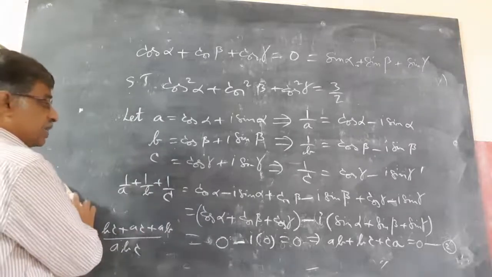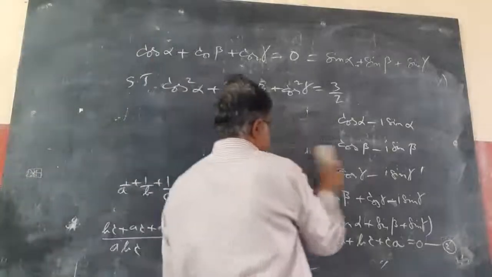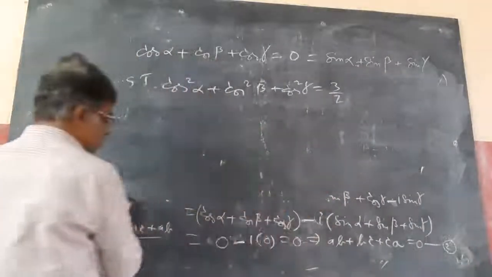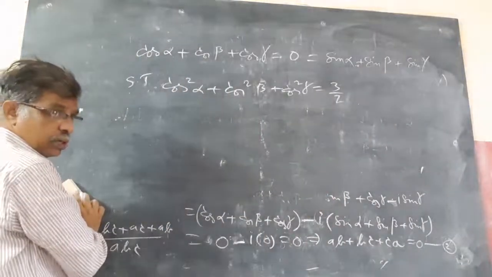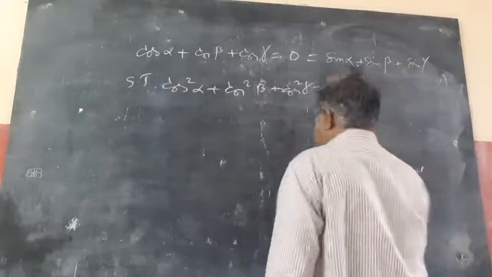Now I will take equation 1 and square it on both sides. I will get the required answer. Equation 1 is A plus B plus C equal to 0. Then squaring on both sides.